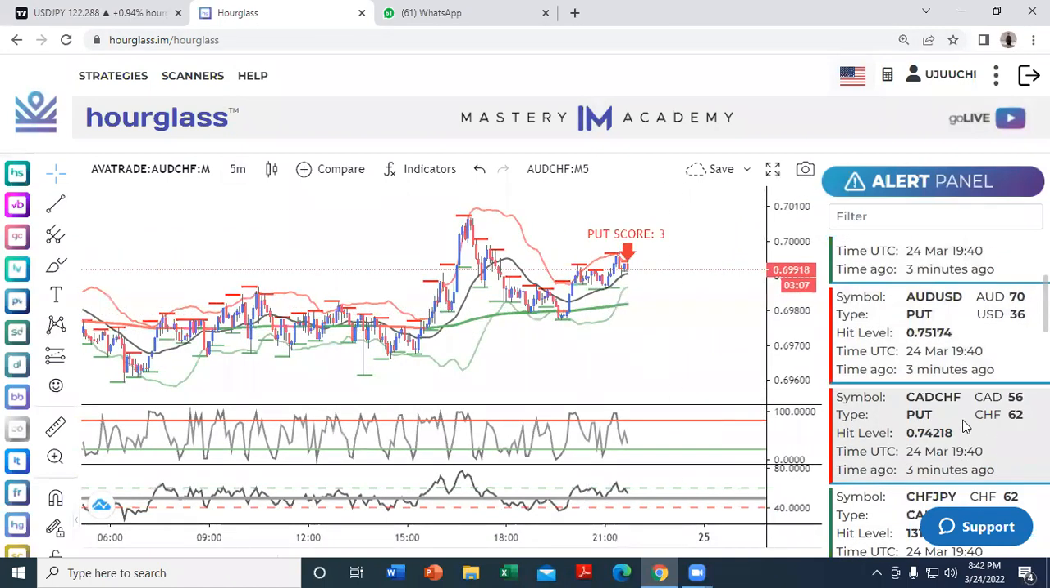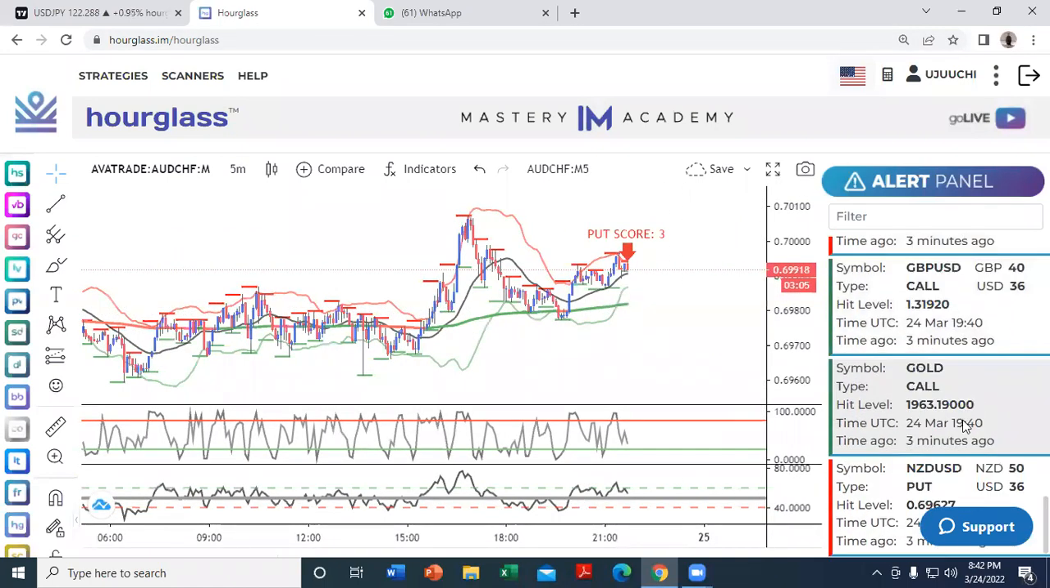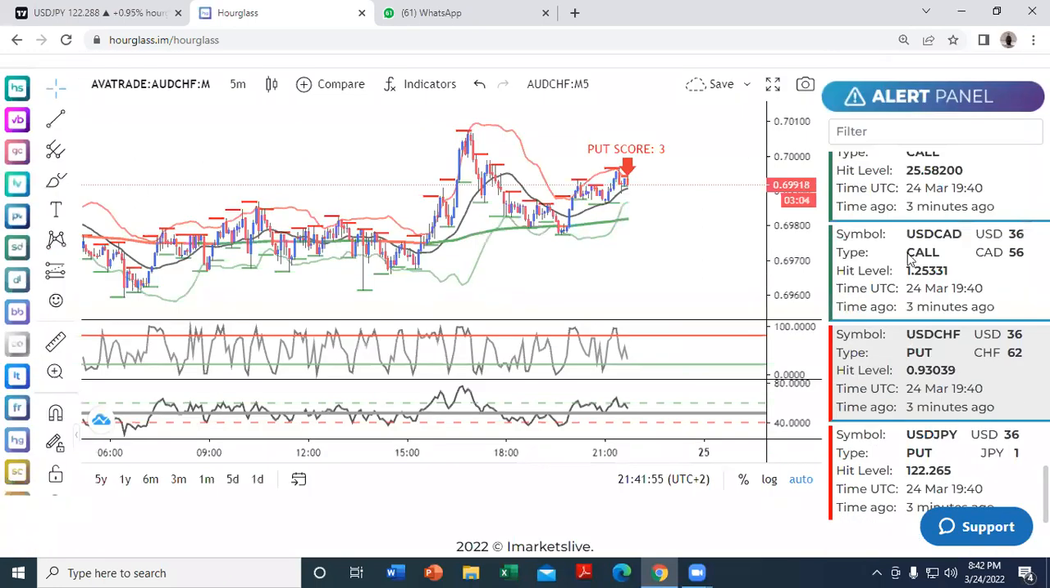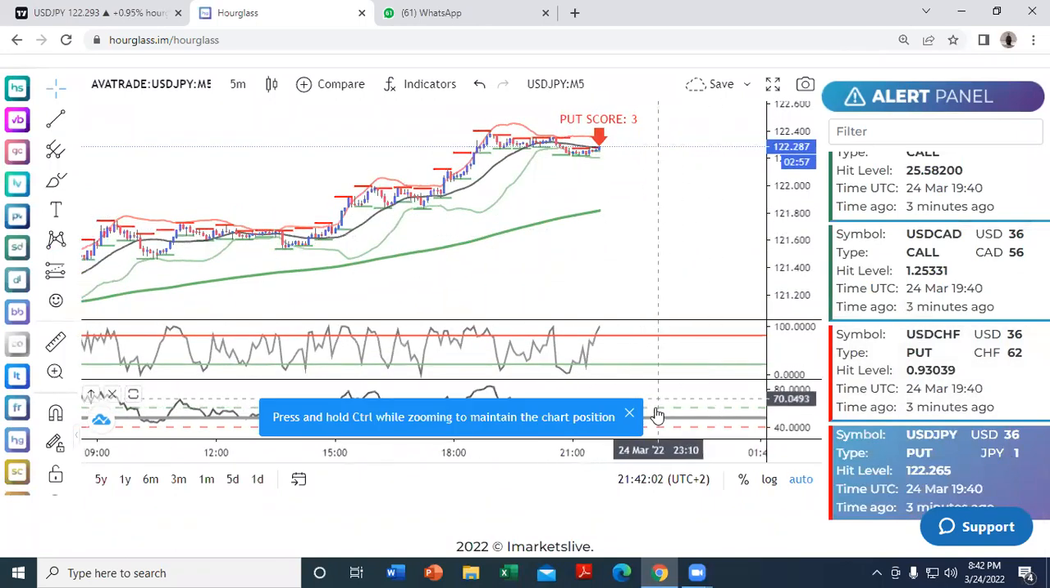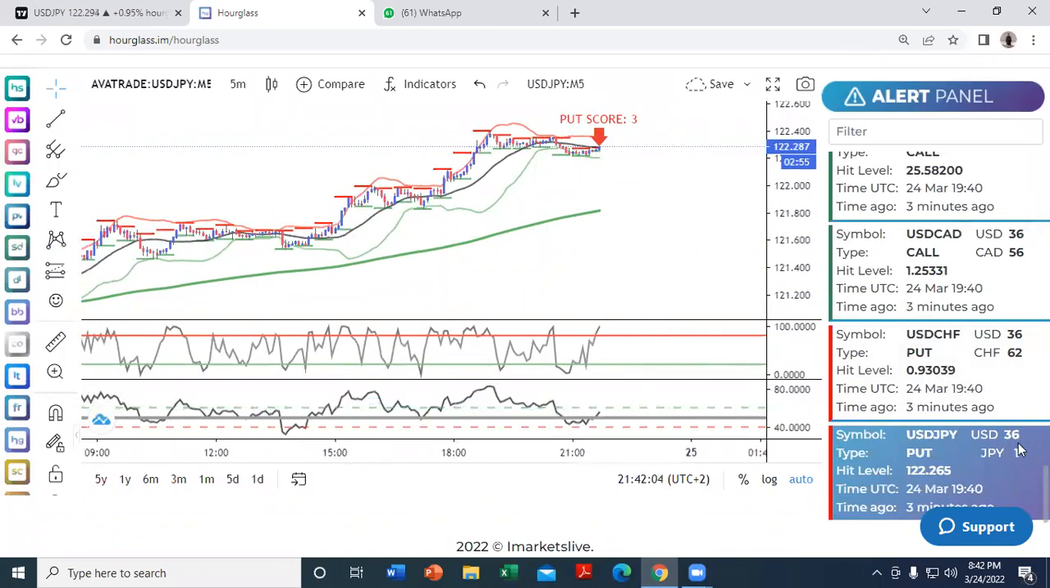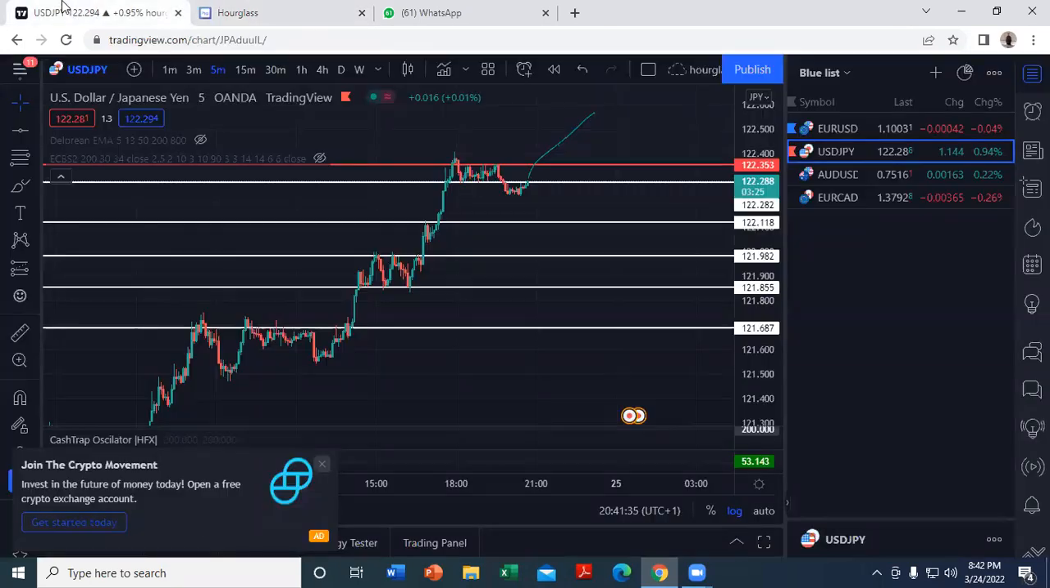Now, what were we looking at? USDJPY, right? So let's go to USDJPY. Wow, look at this. Guys, look at what I was telling you just now. Look at the strength of USD 36. Look at JPY 1. Does that not mean this thing should be flying up?